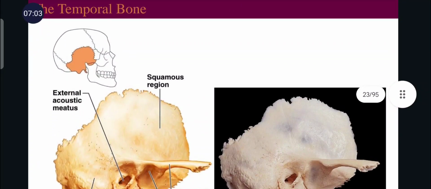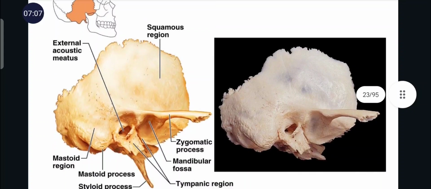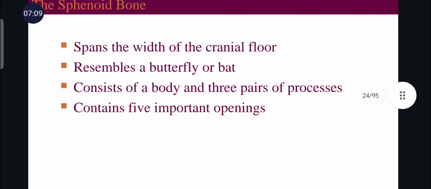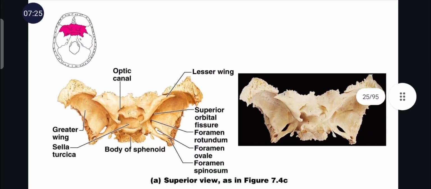This is the structure of the temporal bone, which is situated at the sides of the skull. Sphenoid bone spans the width of the cranial floor and resembles a butterfly or a bat. It consists of a body and 3 pairs of processes. It contains 5 important openings. So this is the butterfly shaped structure of the sphenoid bone.